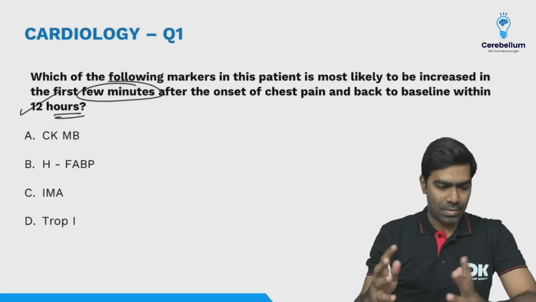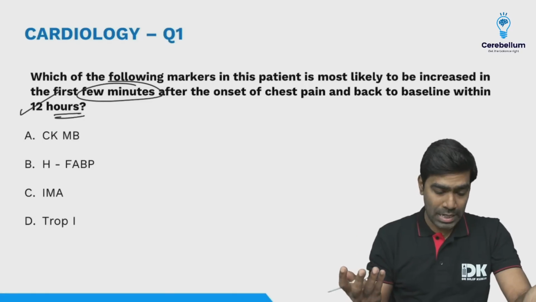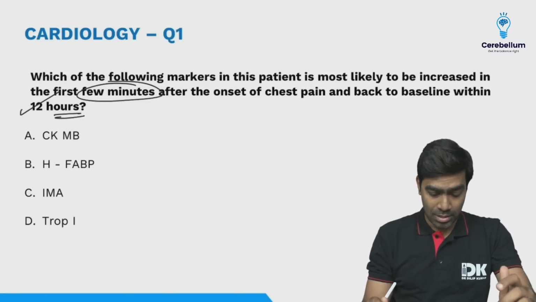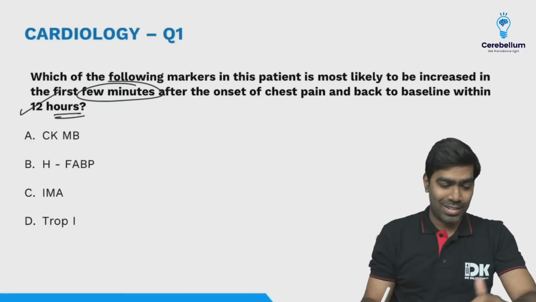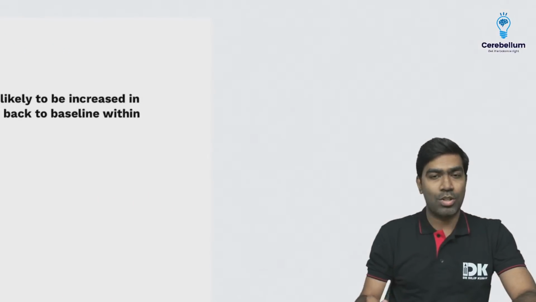I'm getting plenty of answers. Somebody is telling option A, some people are saying option B, somebody is saying option C, some people are saying D, troponin I. I couldn't believe that.